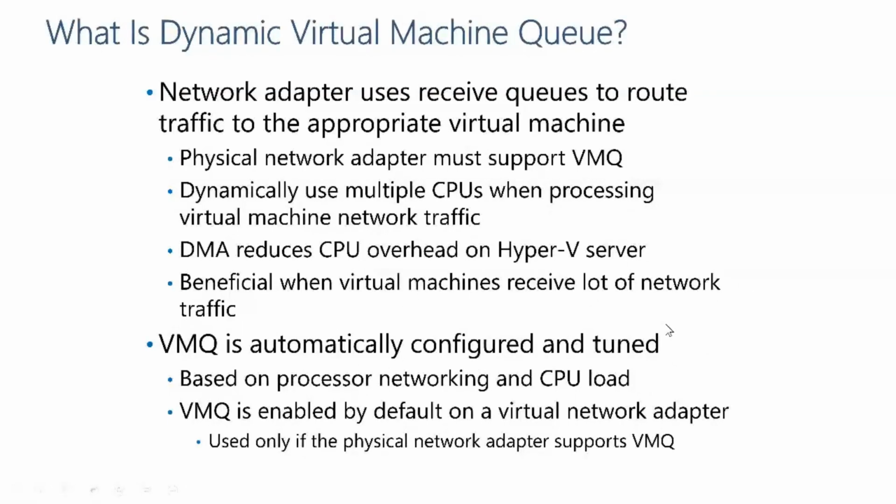So VMQ is automatically configured and tuned. It's based on the processor, networking, and CPU load. And this VMQ is enabled by default on virtual network adapters, but it's only used if the physical adapter supports it. So what does all this mean?